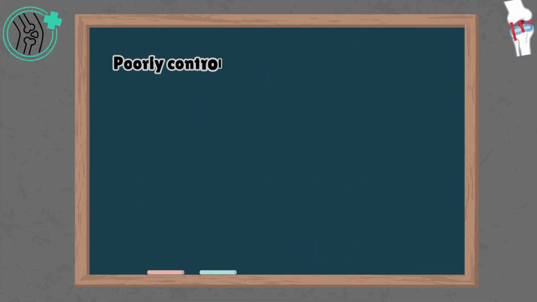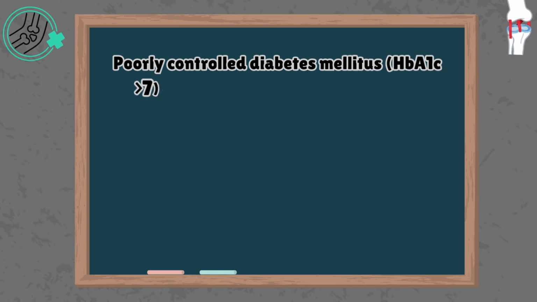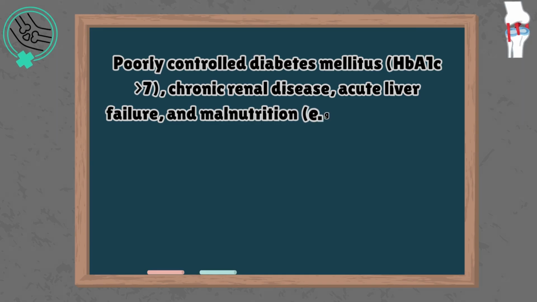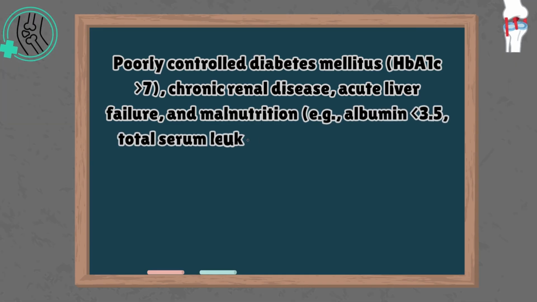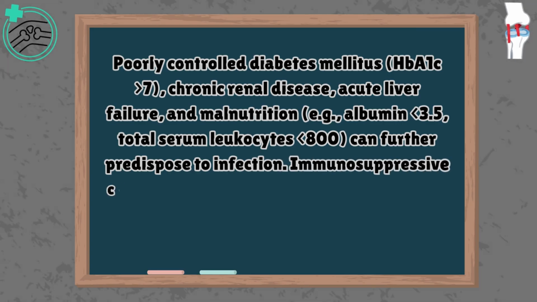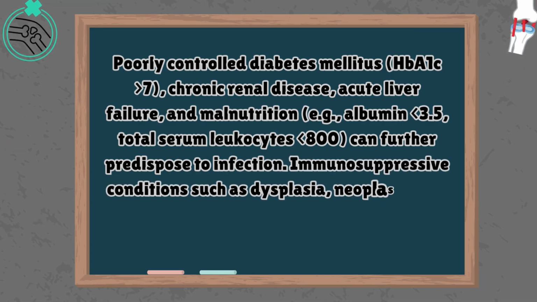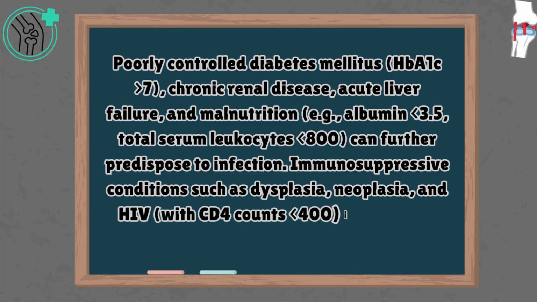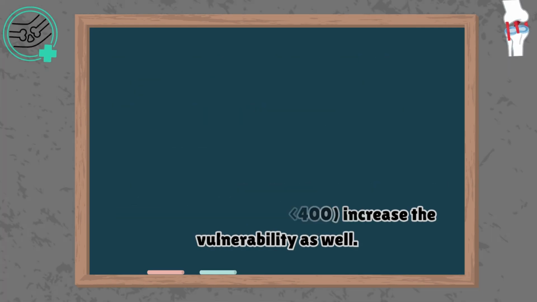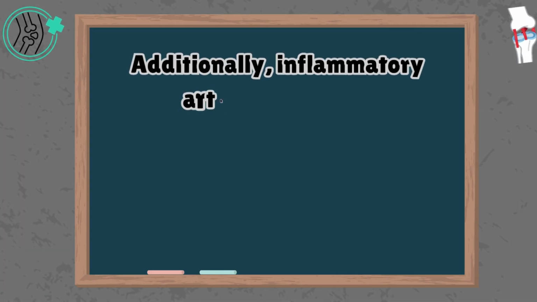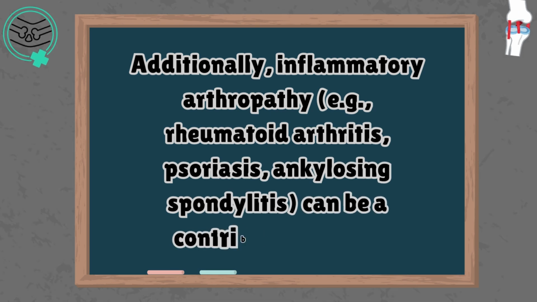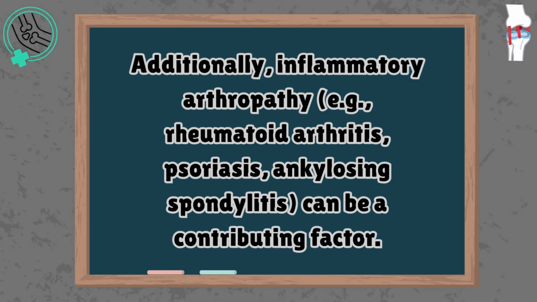Poorly controlled diabetes mellitus, HbA1c greater than 7, chronic renal disease, acute liver failure, and malnutrition, for example albumin less than 3.5, total serum leukocytes less than 800, can further predispose to infection. Immunosuppressive conditions such as dysplasia, neoplasia, and HIV, with CD4 counts less than 400, increase the vulnerability as well. Additionally, inflammatory arthropathy, for example rheumatoid arthritis, psoriasis, ankylosing spondylitis, can be a contributing factor.